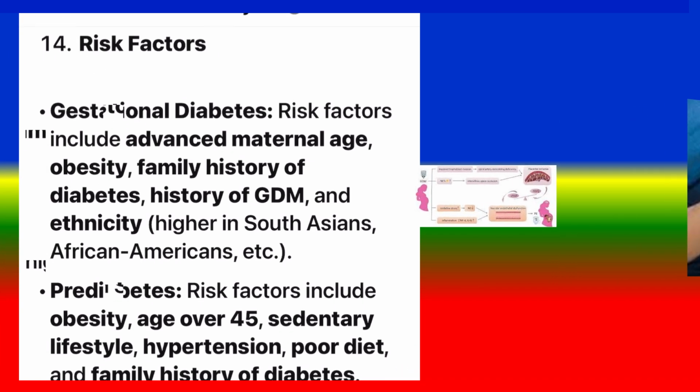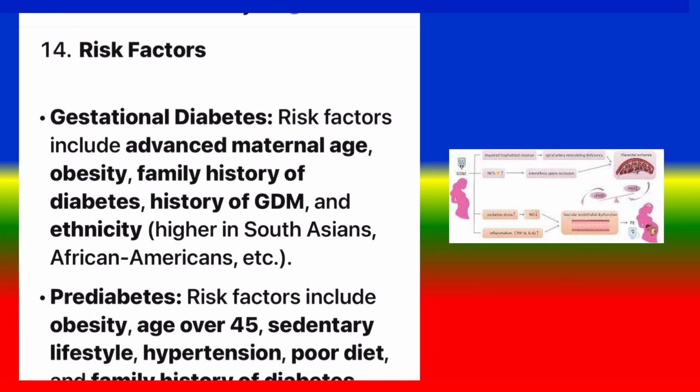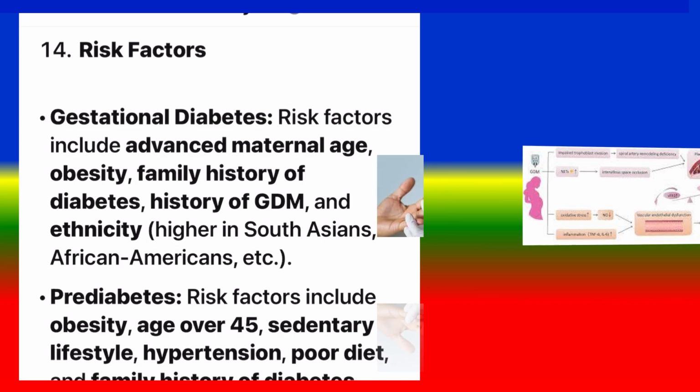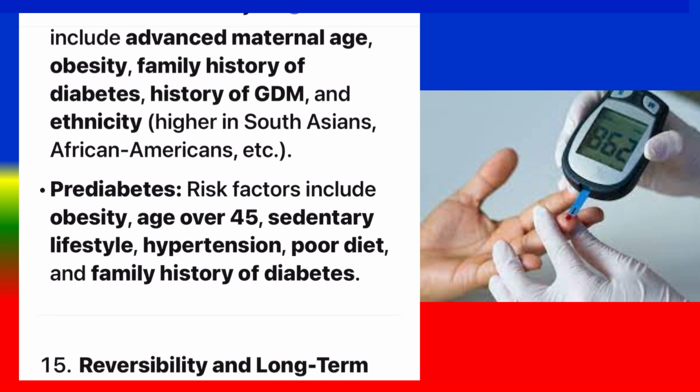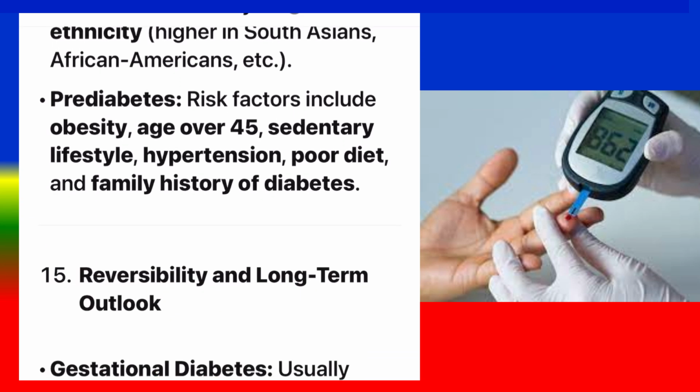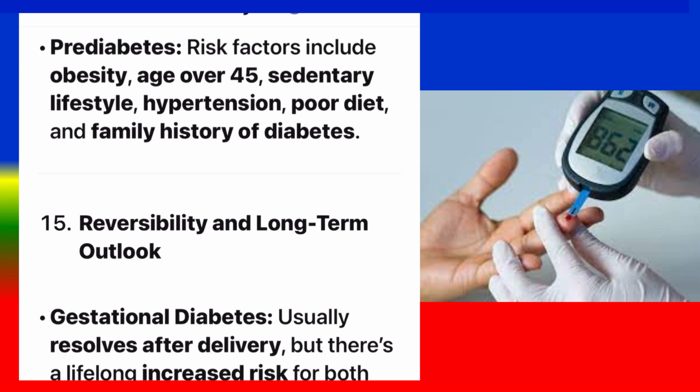14. Risk factors. Gestational diabetes risk factors include advanced maternal age, obesity, family history of diabetes, history of GDM, and ethnicity, higher in South Asians, African Americans, etc. Prediabetes risk factors include obesity, age over 45, sedentary lifestyle, hypertension, poor diet, and family history of diabetes.